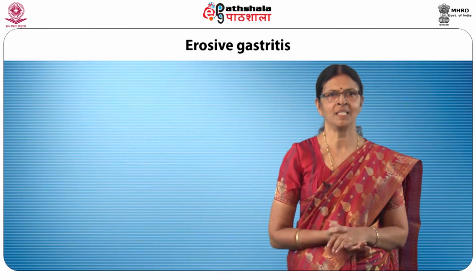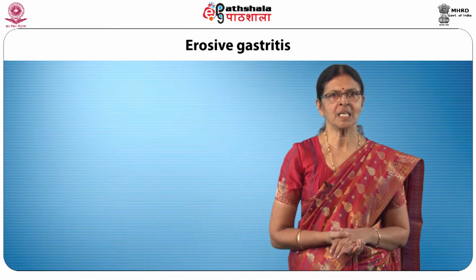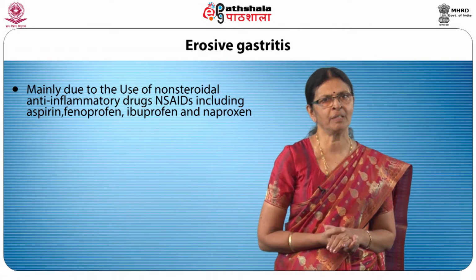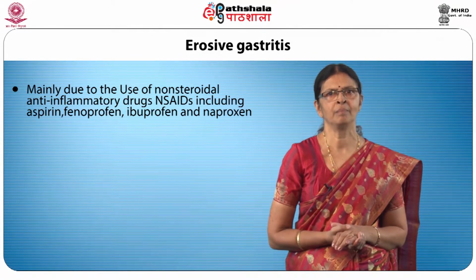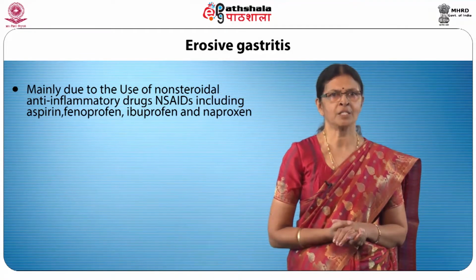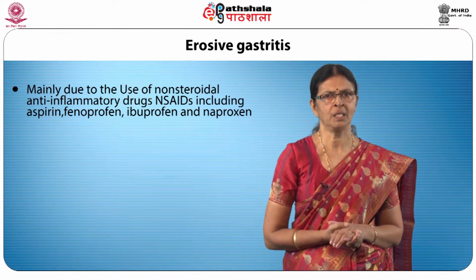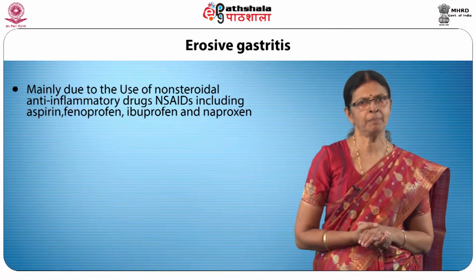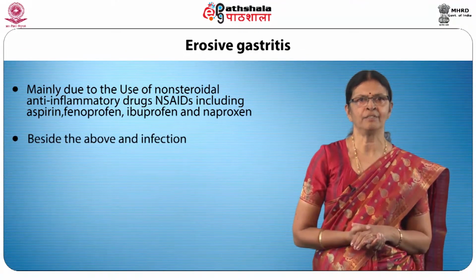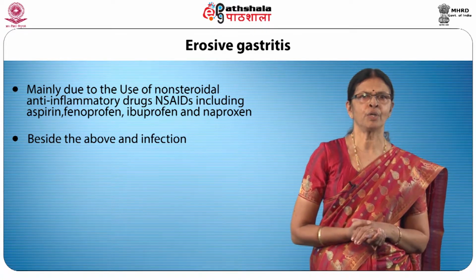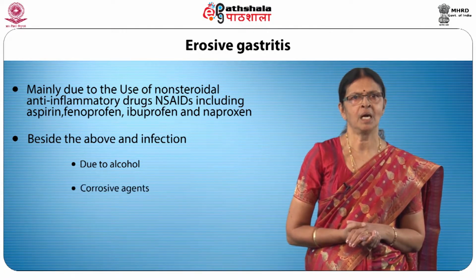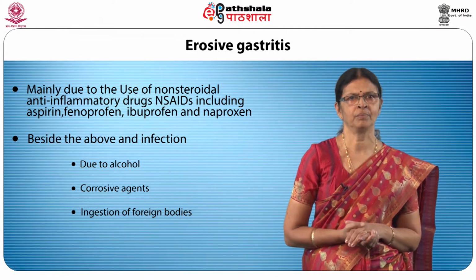Coming to erosive gastritis, use of painkillers, especially non-steroidal anti-inflammatory drugs, is the next common factor for chronic gastritis. The drugs such as aspirin, fenoprofen, ibuprofen and naproxen used as painkillers are responsible for gastritis and peptic ulcer. Other than the infection and drugs, erosive gastritis is also due to alcohol, corrosive agents and inclusion of foreign bodies.